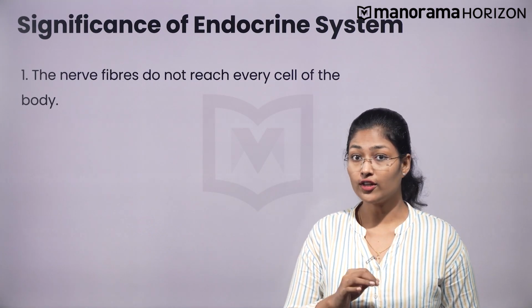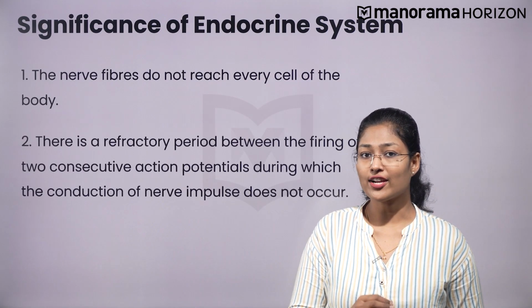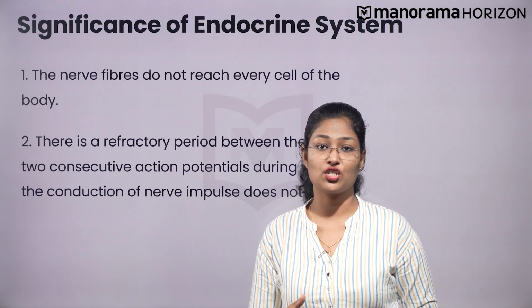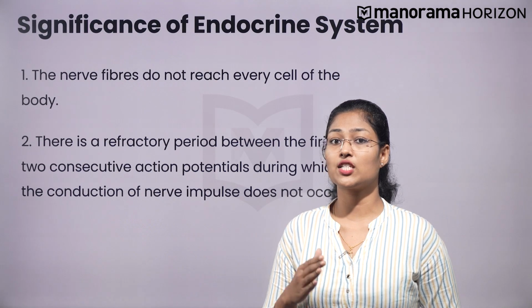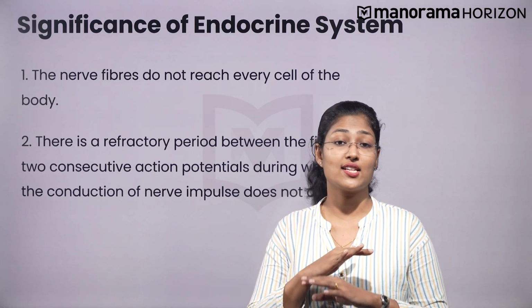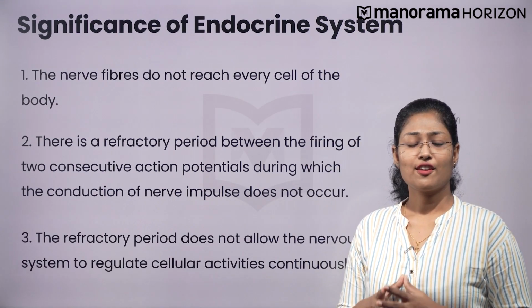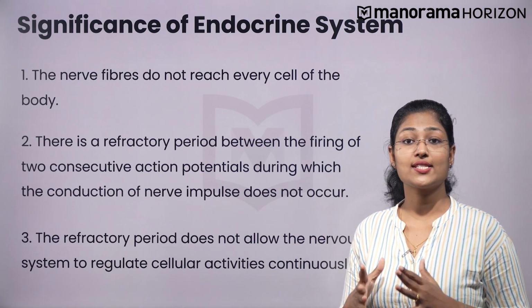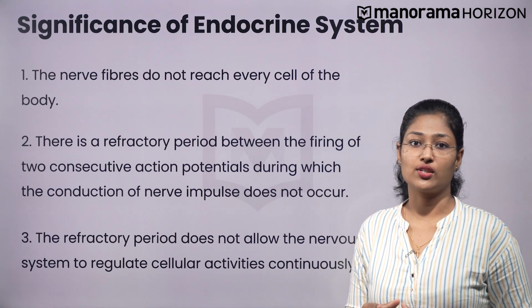The endocrine system is required as the nerve fibers do not reach every cell of the body. Further, there is a refractory period between the firing of two consecutive action potentials during which, irrespective of the strength of the stimuli, the conduction of nerve impulses does not occur. This refractory period does not allow the nervous system to regulate the cellular activities continuously.